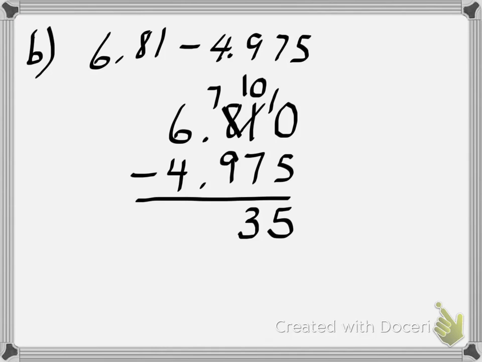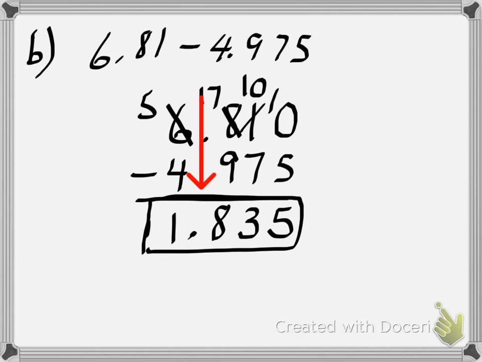Can't do 7 minus 9. Have to have a larger number on top. So I make this a 5, and a 17 gives me an 8. And 5 minus 4 is 1. So once again, I subtracted it, just kind of ignoring the decimal points. And now my decimal points are just going to line right up. And my answer is going to be 1 and 835 thousandths.